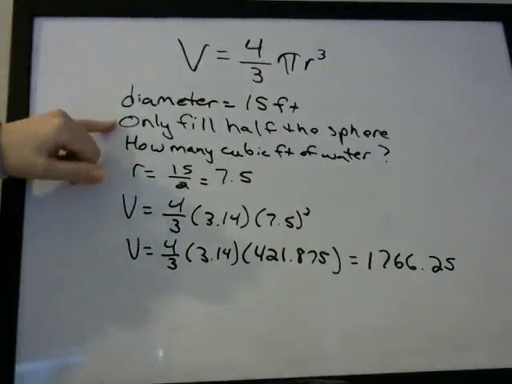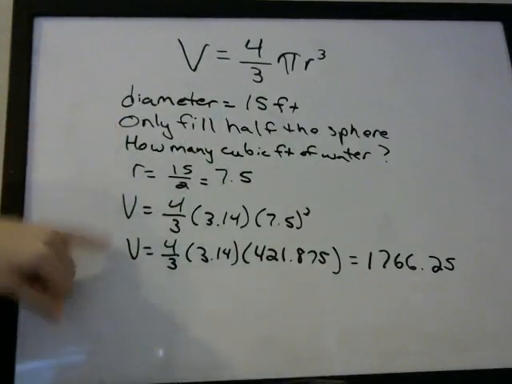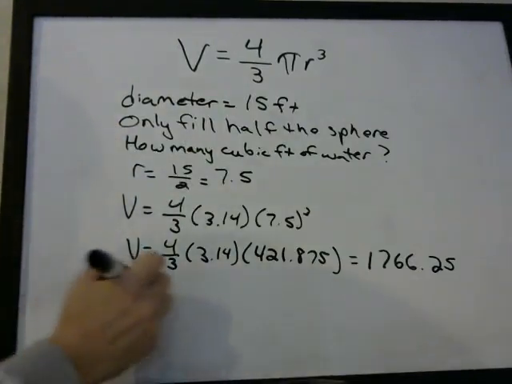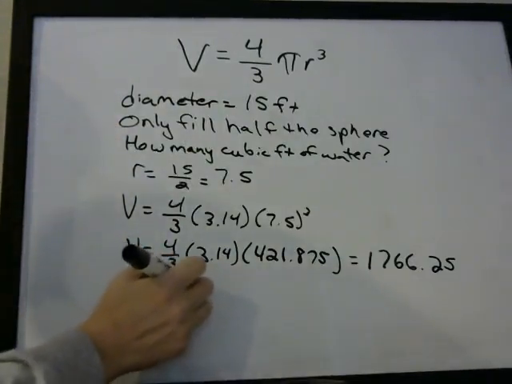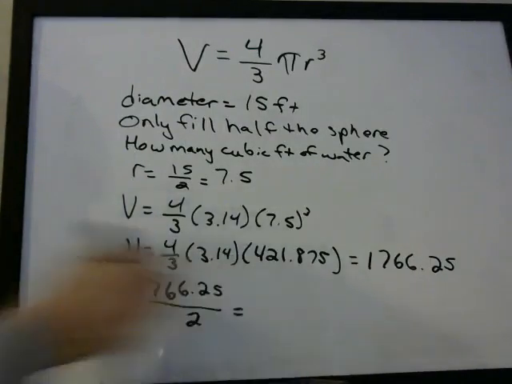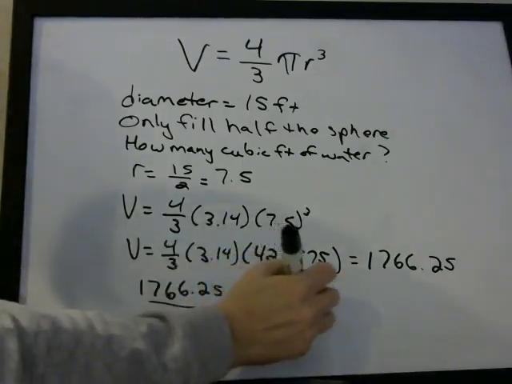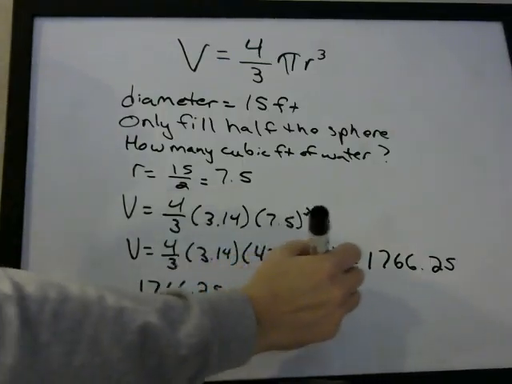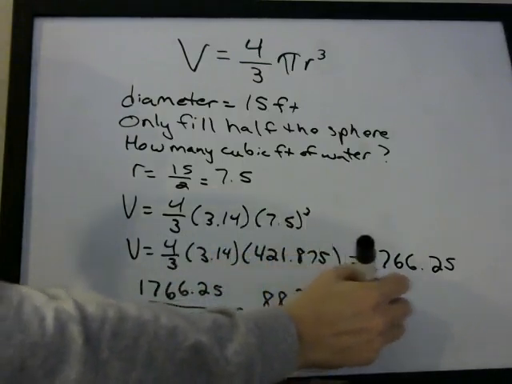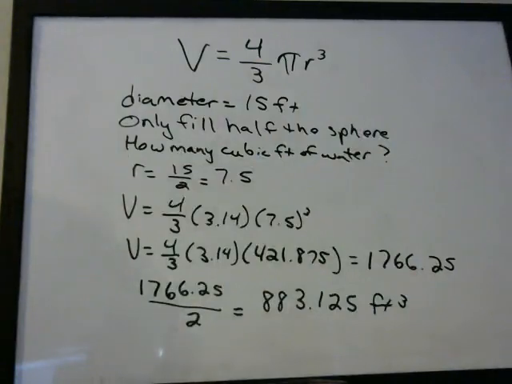But we're only filling it halfway. So we only want half of that. We only want half the volume. How do we find that? You just divide it by 2. That's what half is. And you're going to get 883.125 cubic feet. And that would be the answer to this question.